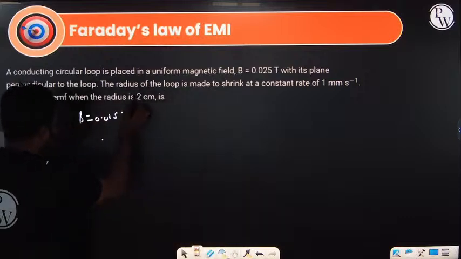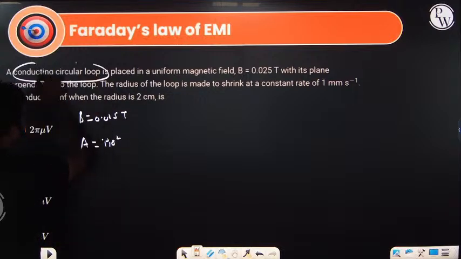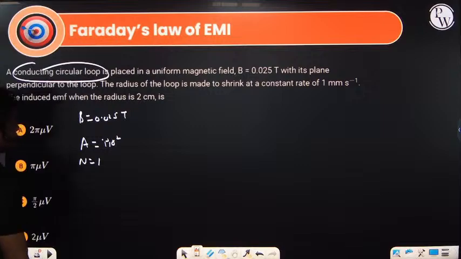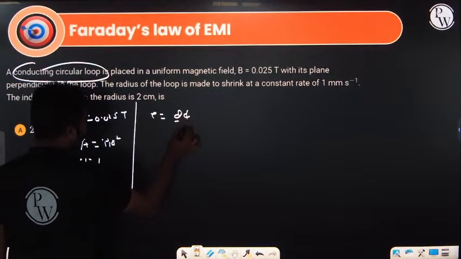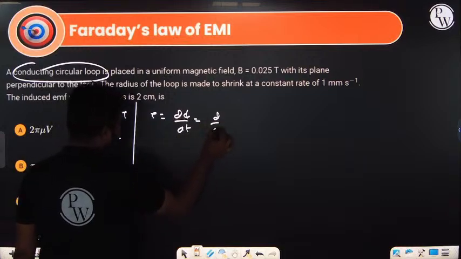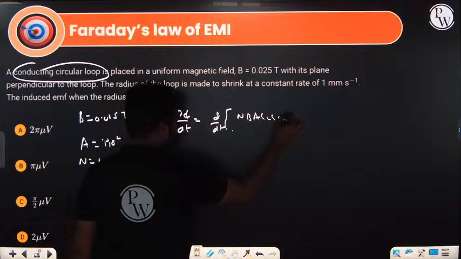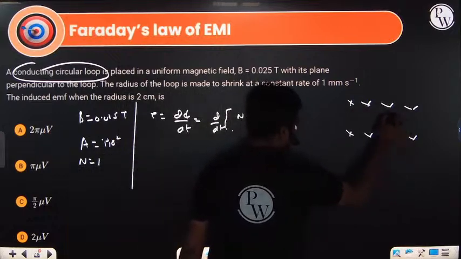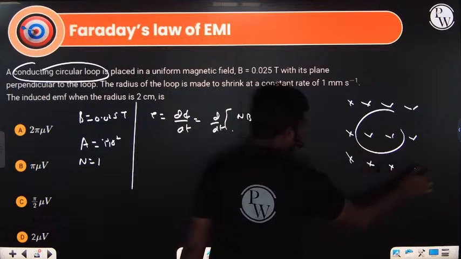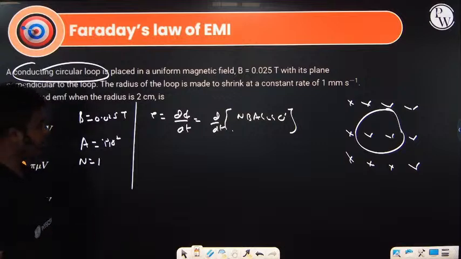So in this case, the area is given by pi r squared. And what is the number of turns? A conducting circular loop means we can take the number of turns as 1. They're asking for the induced EMF. What is induced EMF? E is equal to d phi by dt, so d by dt of phi. What is phi? N B A cos 0, because the magnetic field is like this and the coil is placed in this manner, so the angle between the area vector and the magnetic field is 0 degrees.